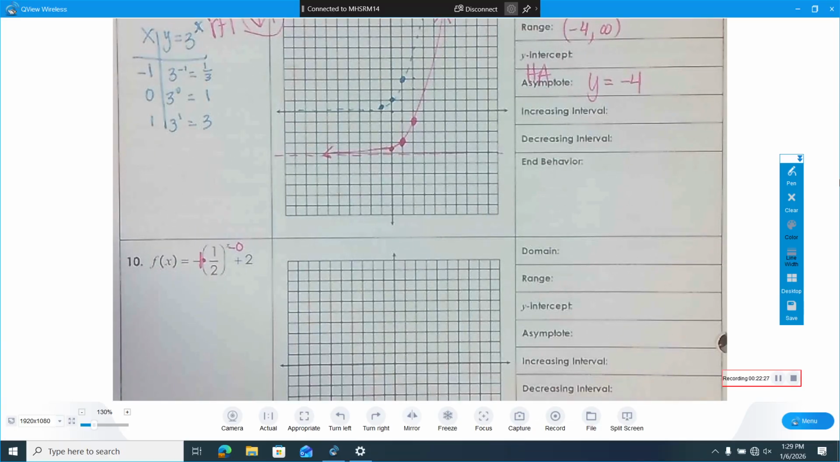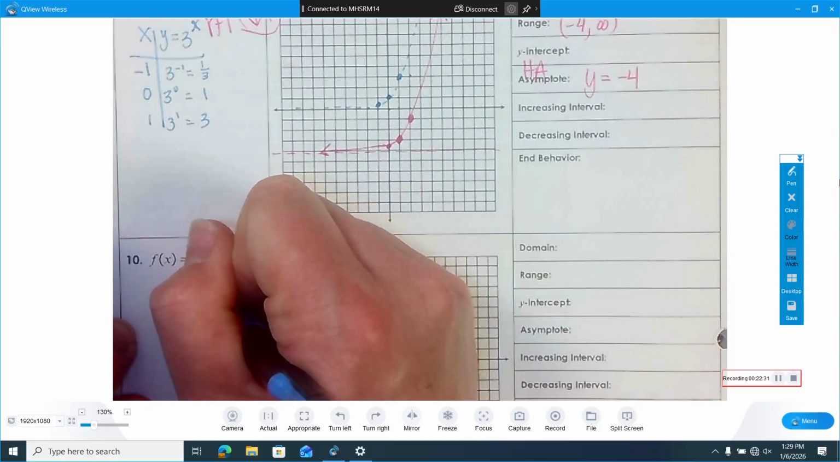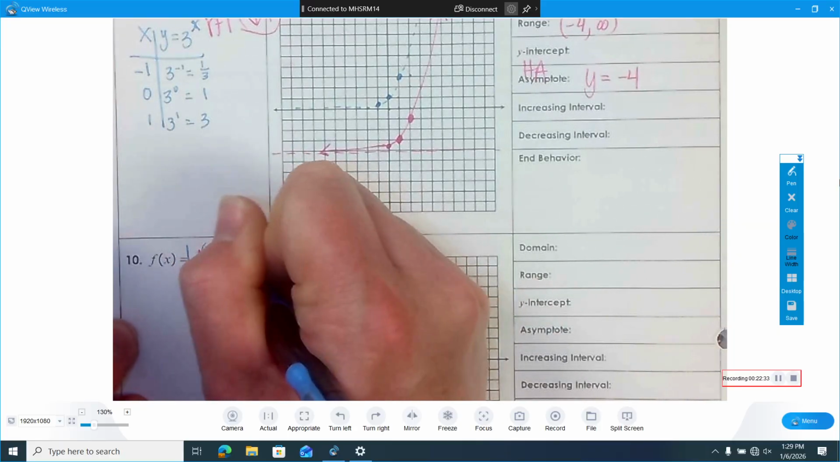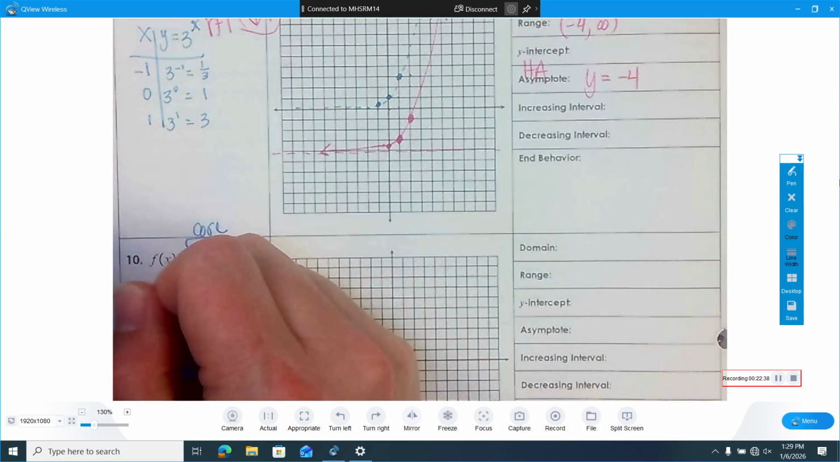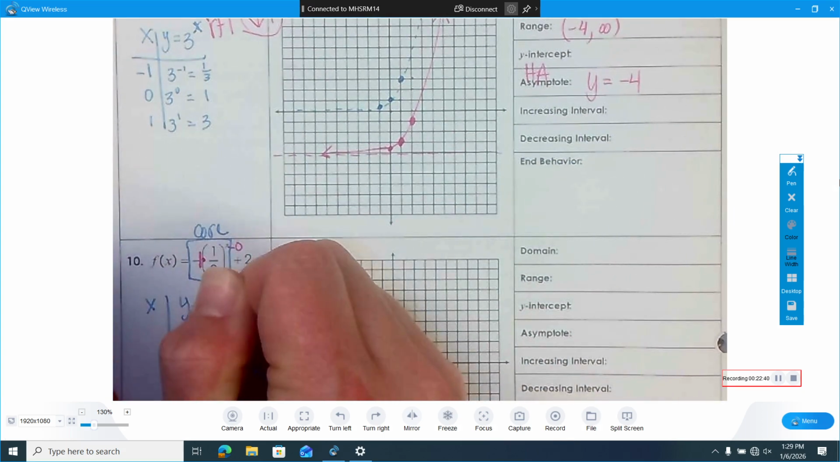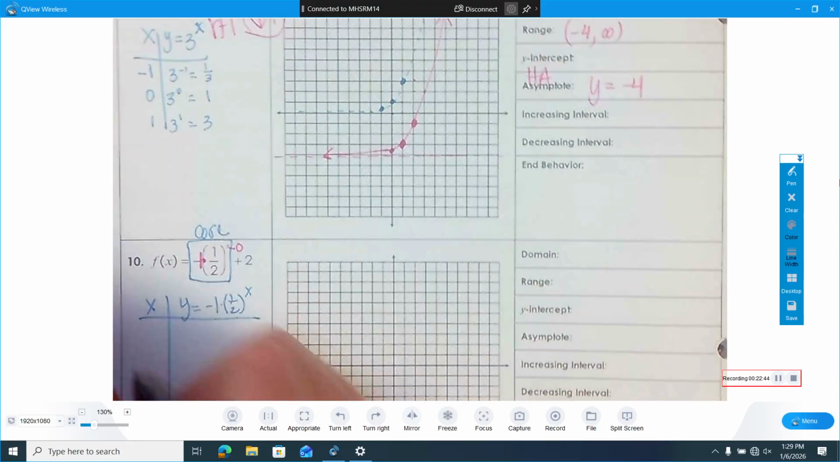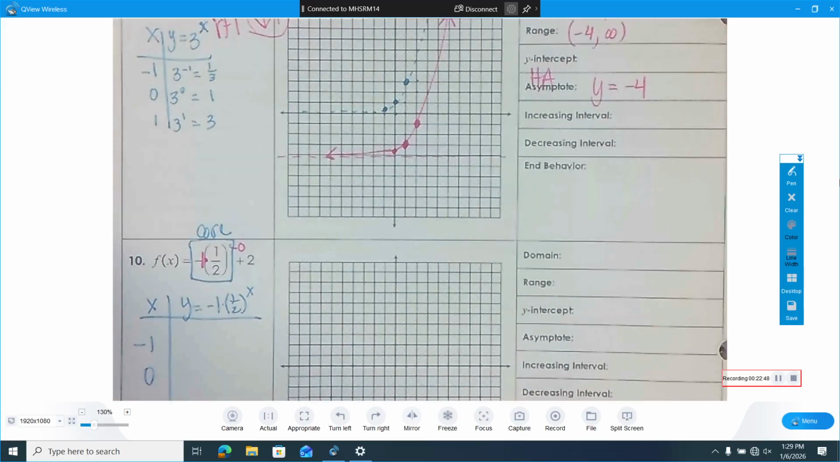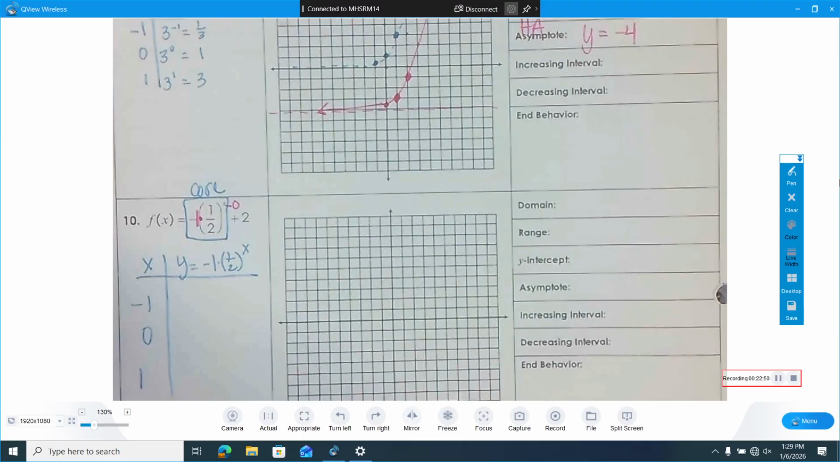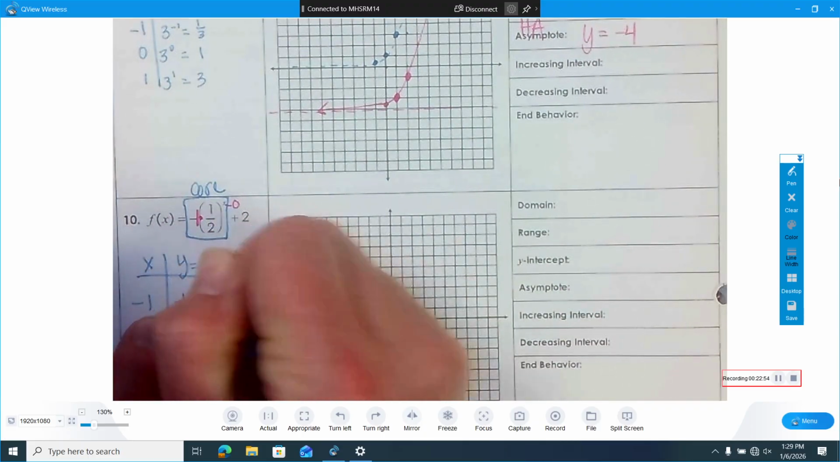All right. So again, I'm going to graph the core, which is this a times b to the x. So there's our core function right there. And I'm just going to do a little table of values. Negative 1 times 1/2 to the x. Negative 1, 0, and 1. All right. Let's see. Negative 1 times 1/2 to the negative 1.